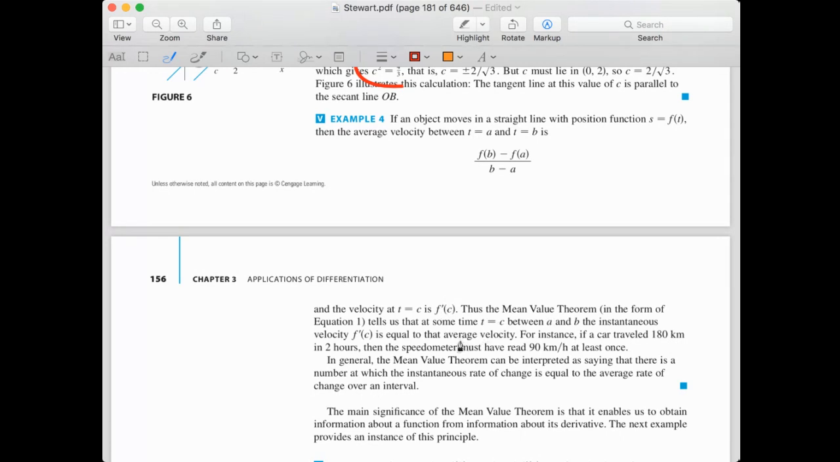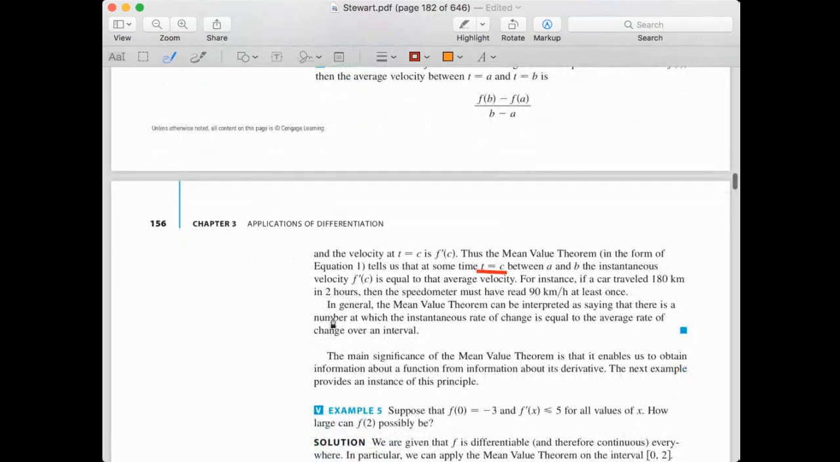So the mean value theorem tells us there must be a time t equals c between a and b. The instantaneous velocity, f prime of c, is equal to the average velocity. The average velocity is the slope of the line passing through these two points, a, f of a and b, f of b. We call that average velocity.